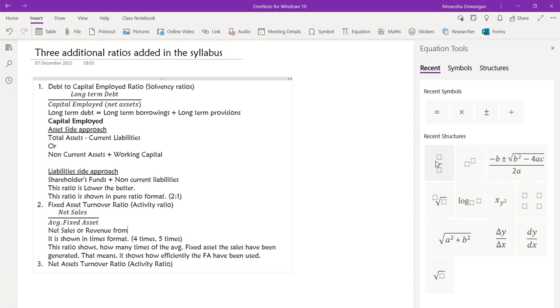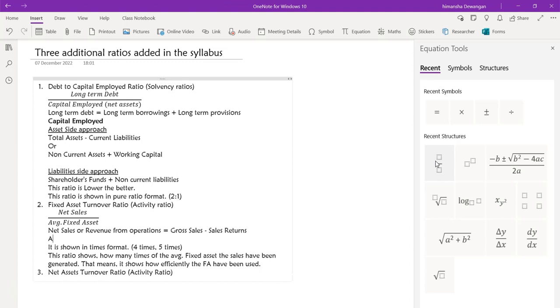So, we will write it down for your reference that net sales or revenue from operations is equal to gross sales minus sales return. Yes, ma'am. Ma'am, in the denominator does it come average fixed asset or just net fixed asset? Well, in your book it is written net fixed asset, but usually we always take average fixed assets.